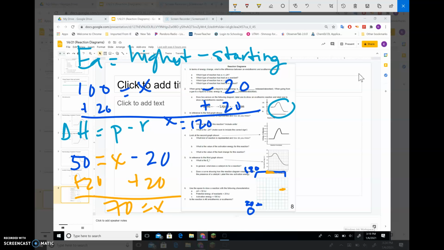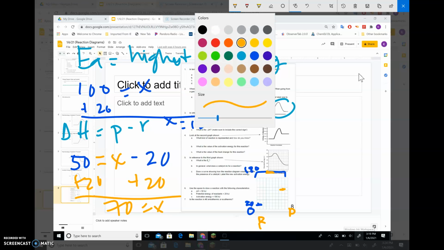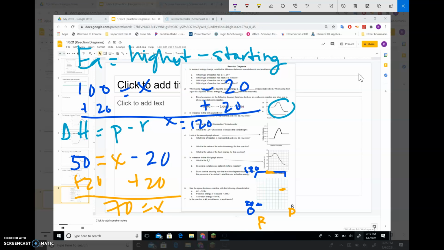Now we've got reactants right here, products right there, and this high spot is the highest point we have on the graph. So now we're just going to draw a curved line. I'm going to do the best I can. I'm going to start here, go up, and then go down. So this is what our graph looks like.